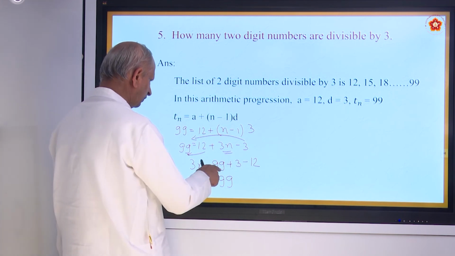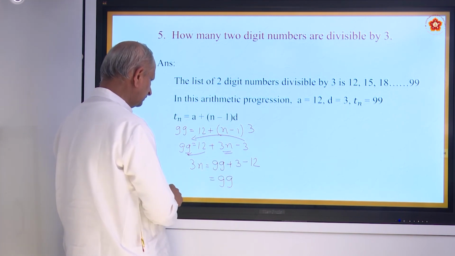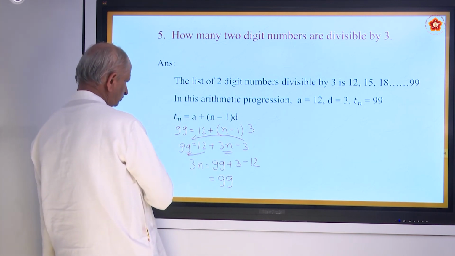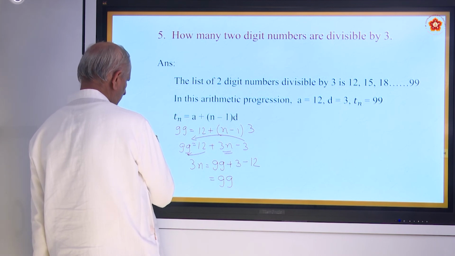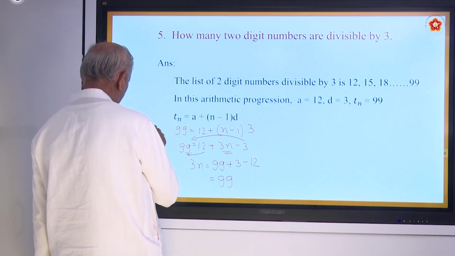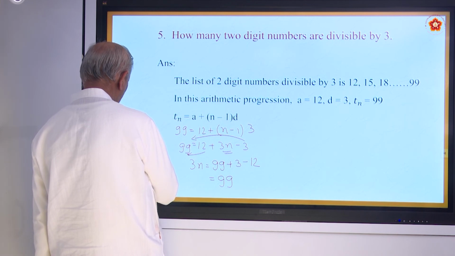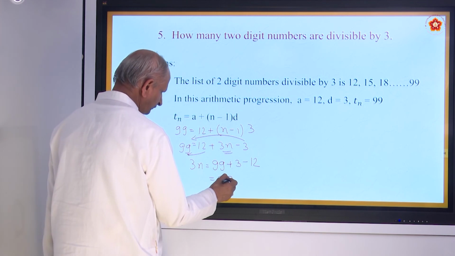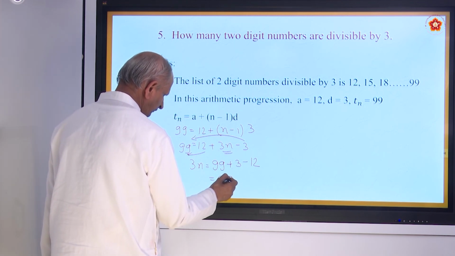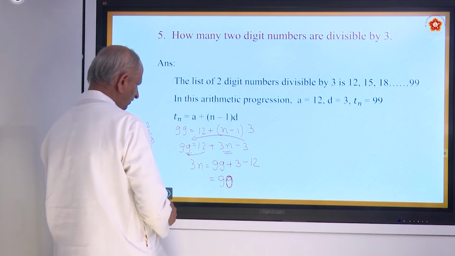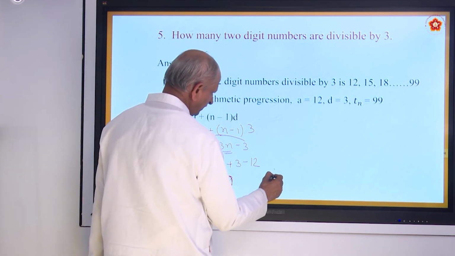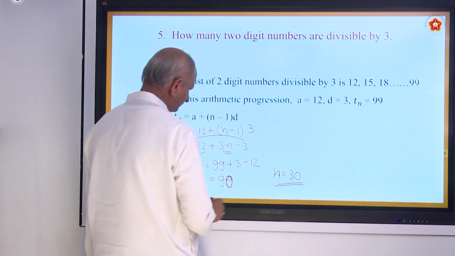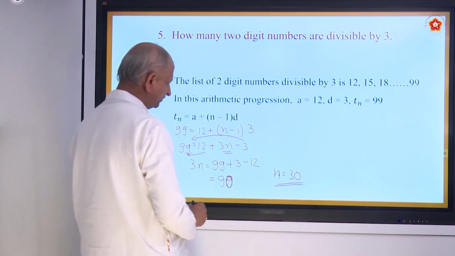102 minus 12 becomes 90. Correct? 102 minus 12 is not 99. So 2 minus 2 is 0, 2 minus 2 is 0, 10 minus 1 is 9, so 90. So 3n is equal to 90, n is equal to 30. What is n? Number of terms.